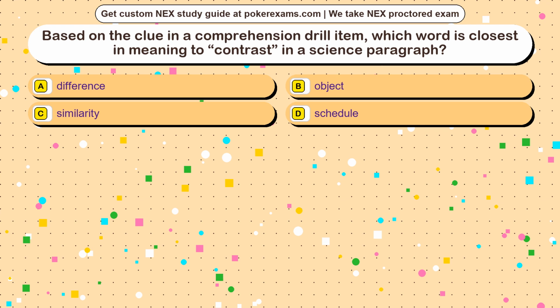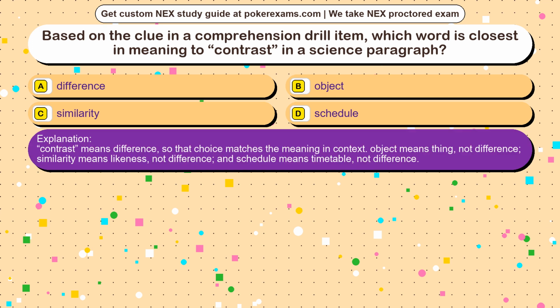The correct answer is option. Contrast means difference, so that choice matches the meaning in context. Object means thing, not difference. Similarity means likeness, not difference. And schedule means timetable, not difference.